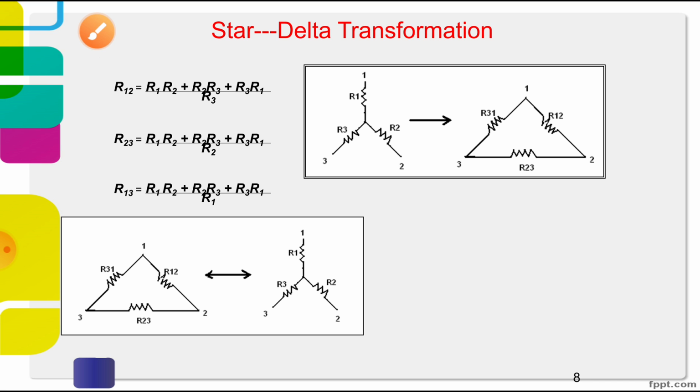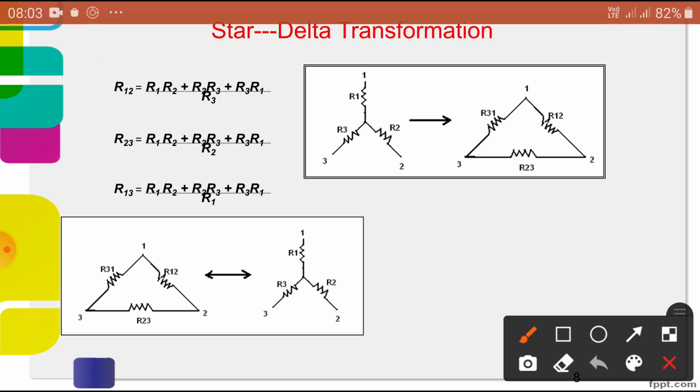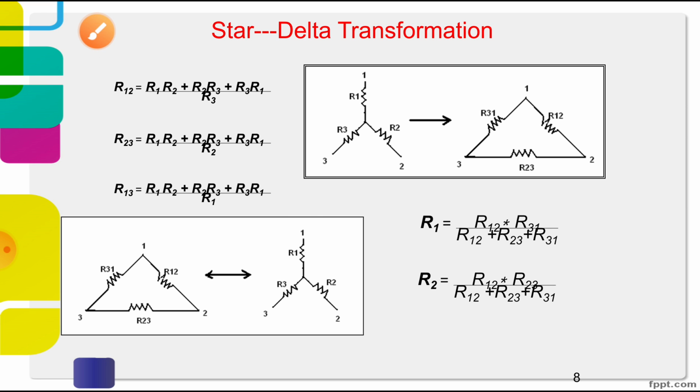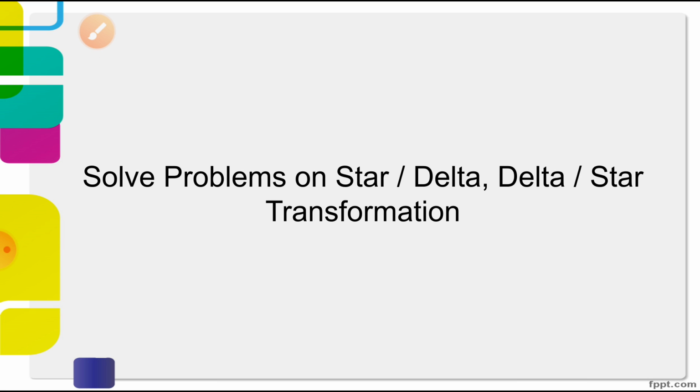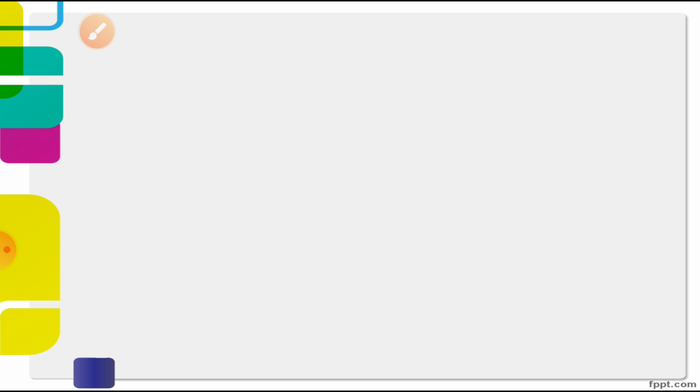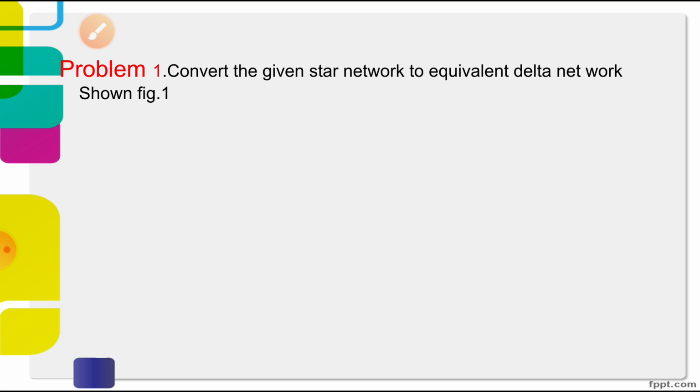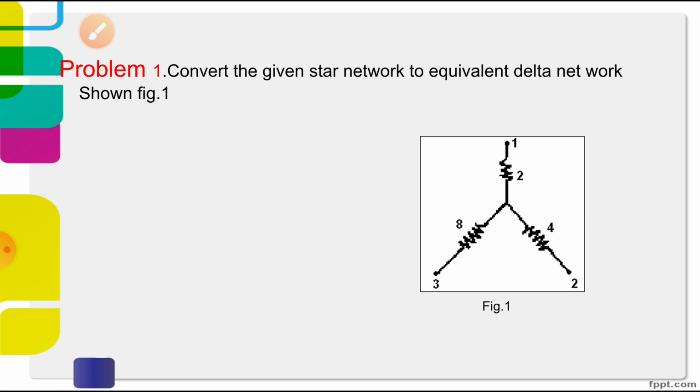Next, delta to star: delta values are given and we are going to calculate these new values. For that purpose we have the formulas. These are the formulas. Based on these formulas we are going to perform some problems. Let us solve problems on star-delta and delta-star transformation. Here is one simple problem: convert the given star network to the equivalent delta network shown in the figure. This is the figure.